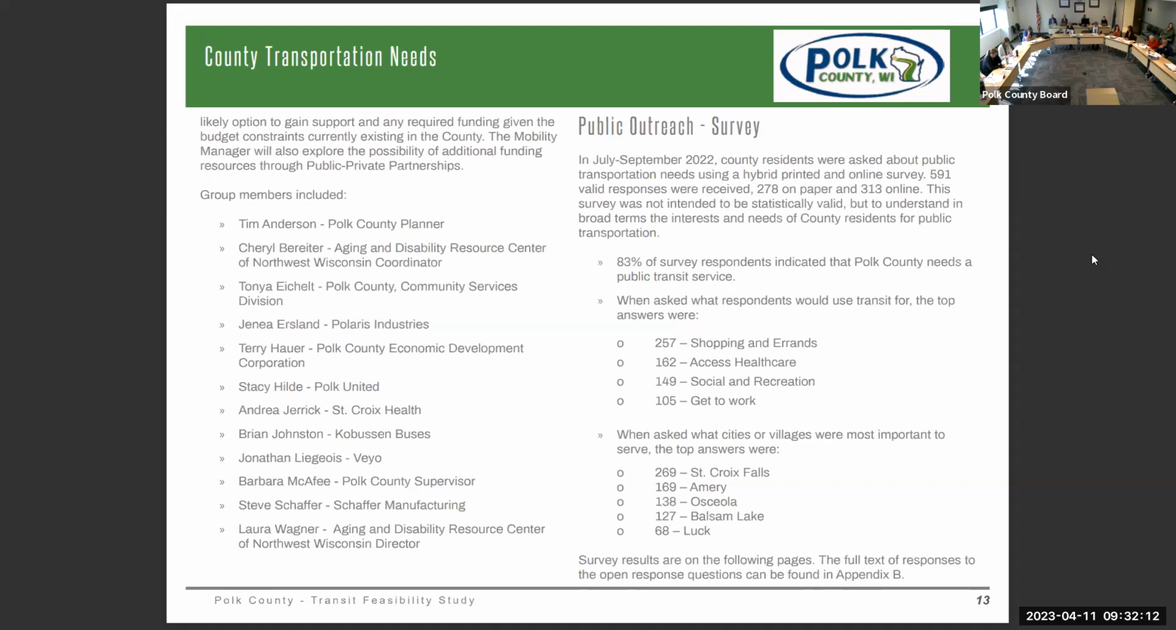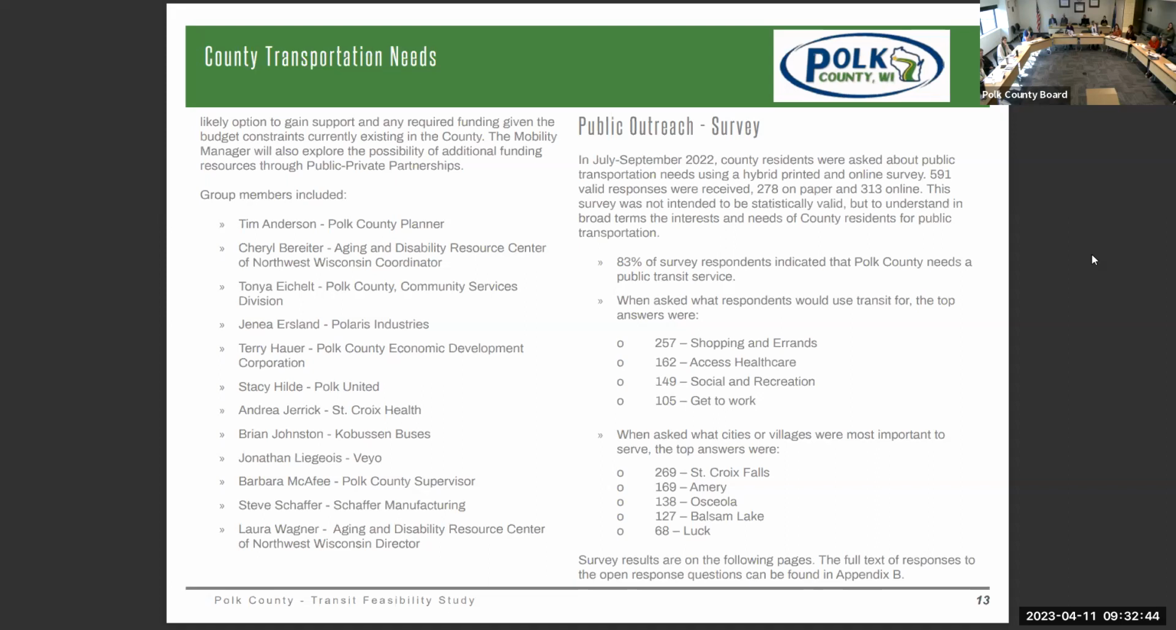So one of the things we did is we did a survey, an online and paper survey. I will say right up front, this is not a statistically valid survey. To do a statistically valid survey for an area the size of a county like this would be very expensive. But we did reach out. We had almost 600 respondents, which is very good results. Like I said, we did a combination of paper and online.